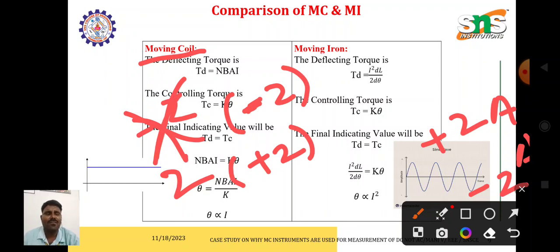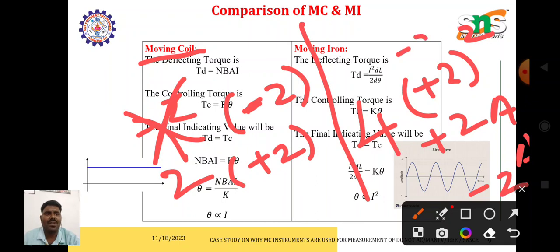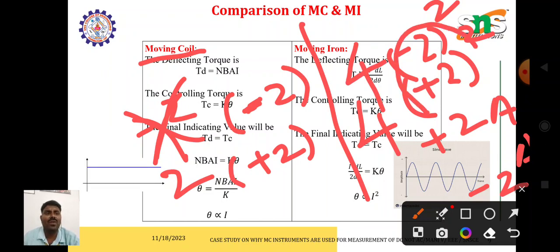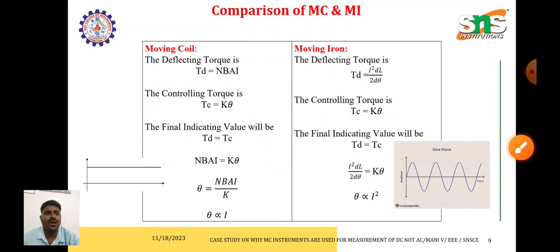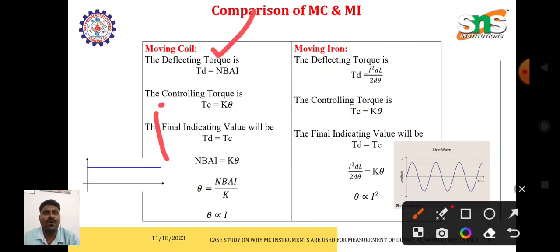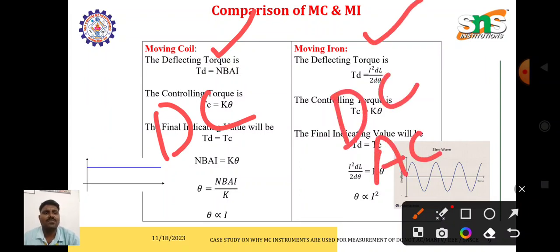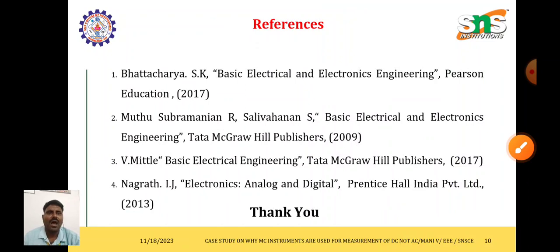But in the moving iron, the current is plus 2, and when we square the value, we get a deflection of 4. If the current is minus 2, squaring it also gives a deflection of 4. Whether the value is positive or negative, the deflection is always positive. So the moving coil is only for DC, and the moving iron is used for DC as well as AC. These are a few textbooks for this case study.